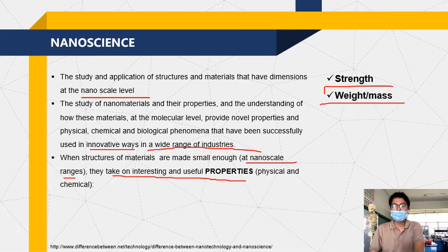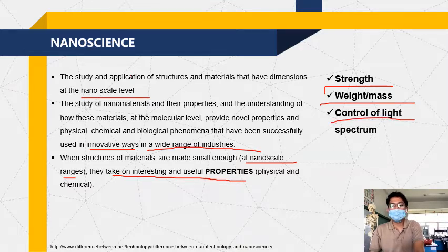Another one is the weight or the mass. So at a molecular level or a nanoscale range, your material could be lightweight. So when you compare these materials to steel, you would utilize the material that is more lightweight compared to steel. So that's one property of a nanomaterial.